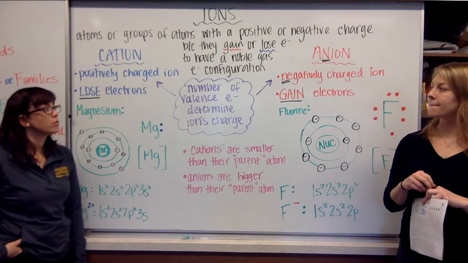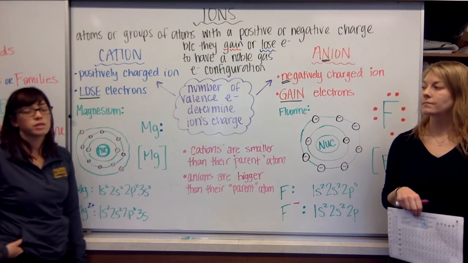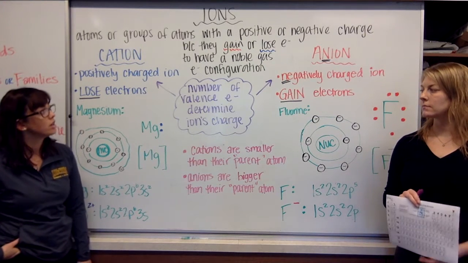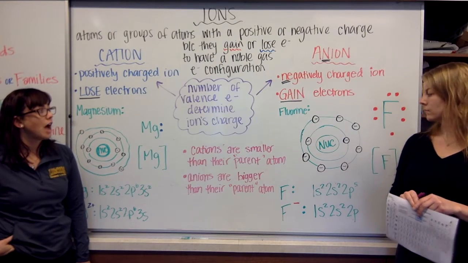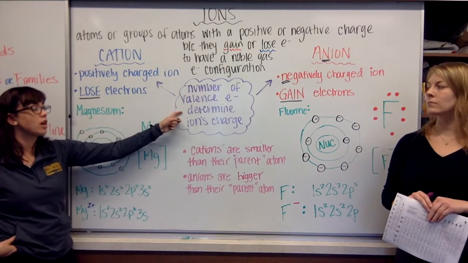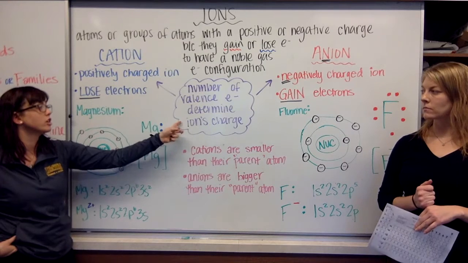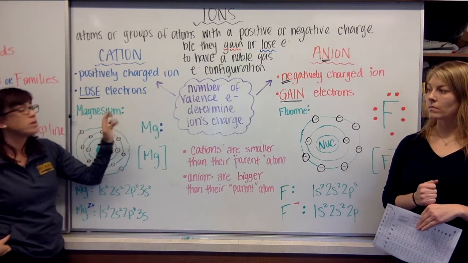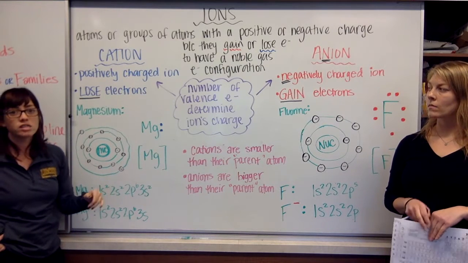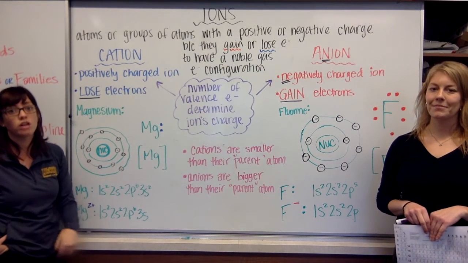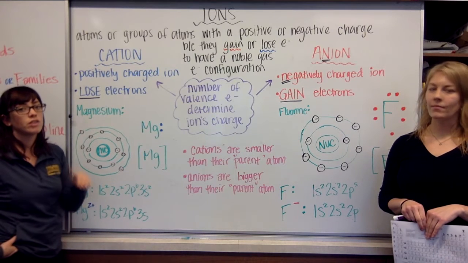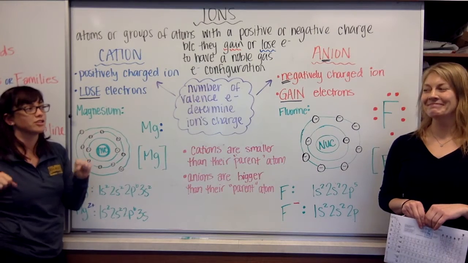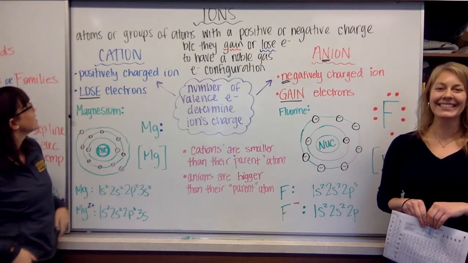The reason why we've been talking about valence electrons is because it directly relates to what type of ion and the charge of the ion that an atom will have. So the number of valence electrons helps us to determine an ion's charge. I'm going to use magnesium as an example of that in a moment. But first I'm going to talk about cations, and cations are positively charged ions. I tell everyone you can remember that because a cat has paws, and so it's positively charged. This is my cat.